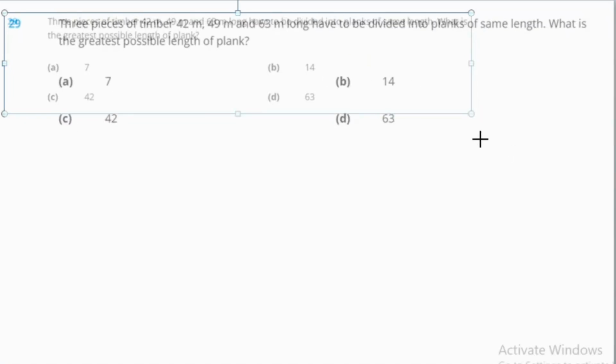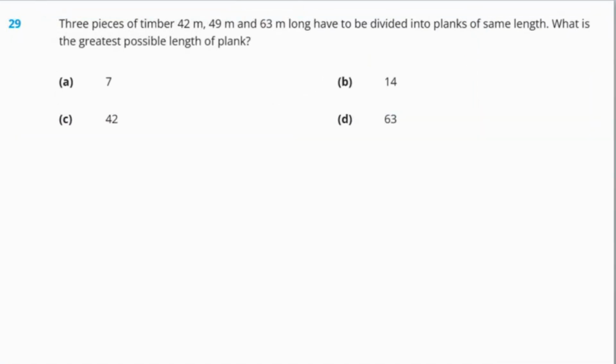Next question is: three pieces of timber, 42 meters, 49 meters, and 63 meters long, have to be divided into planks of the same length. What is the greatest possible length of the plank? So for this, we need to figure out the HCF of 42, 49, and 63. That is going to be 7.